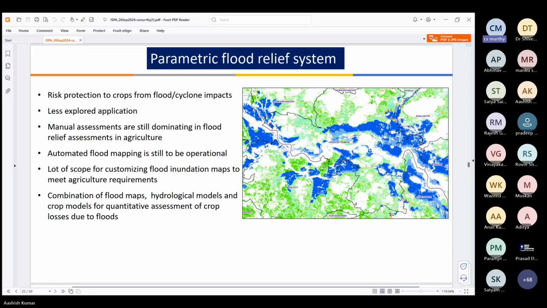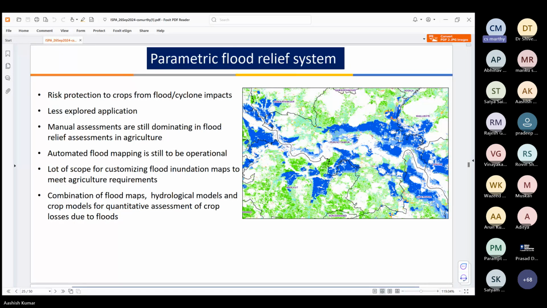It has not happened still. Although we are doing these flood maps for the last 30 years, the flood damage assessment and flood risk assessment on crop lands is still a big void. It is still not addressed.